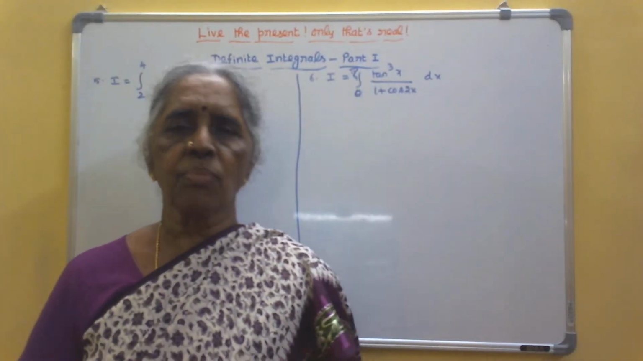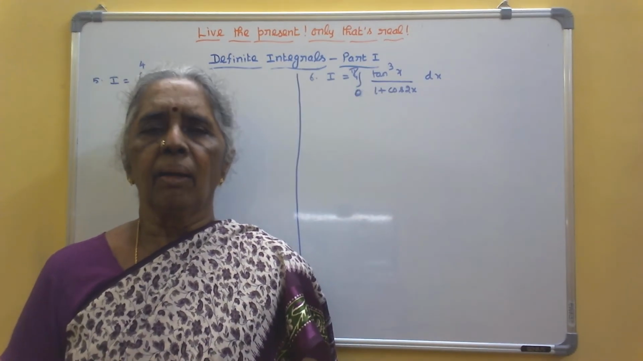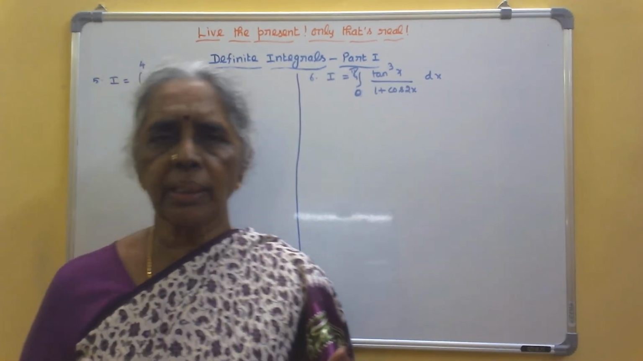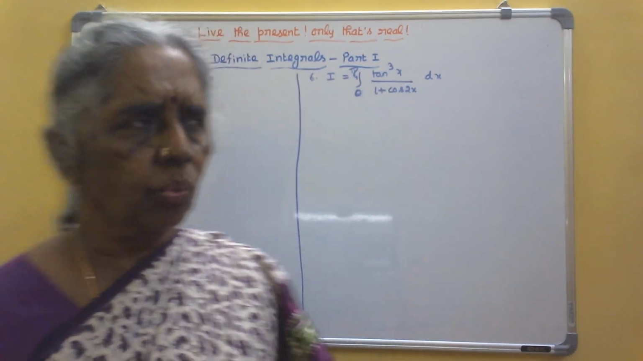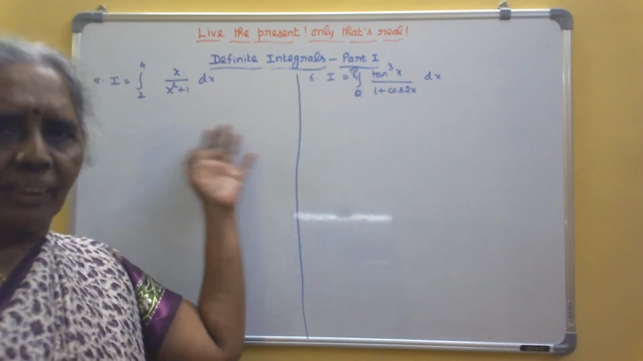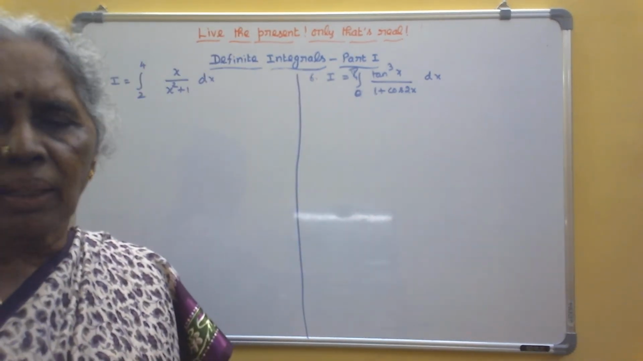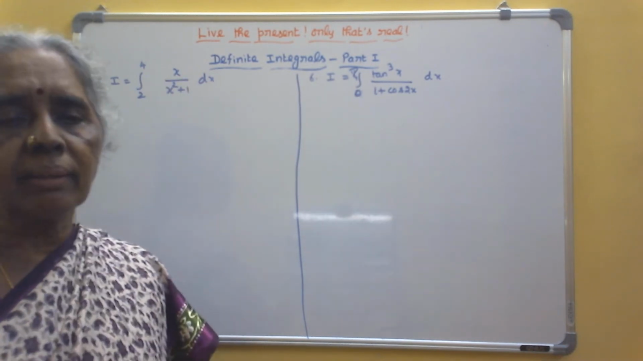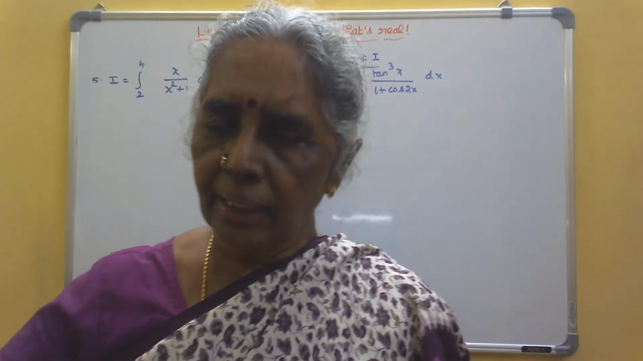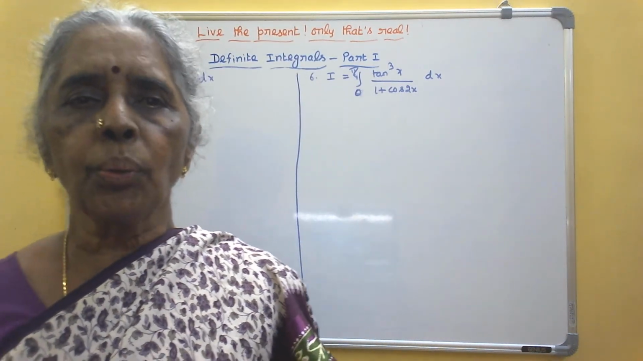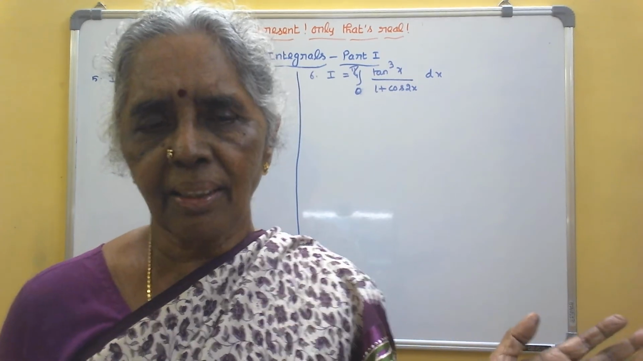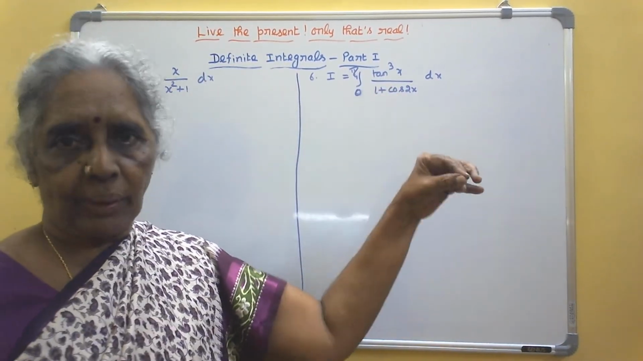In the four sums you have seen, we have integrated the integrand part and we have substituted the upper limit minus lower limit. So what is the difference in these two sums? Let us see. Now here you can see x in the numerator and x squared plus 1 in the denominator. So you know here the method you have to use is substitution, right? Even in that it will come after one step.